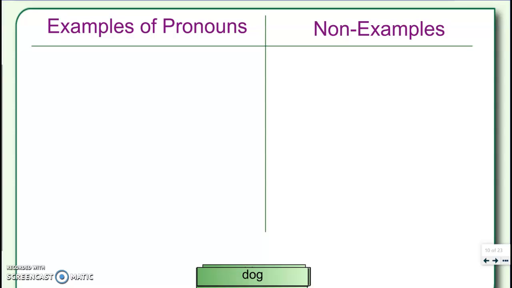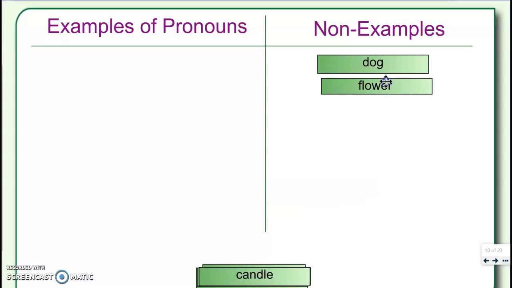The word dog, is it taking the place of a noun? No, dog is a noun, so we're going to put this in our non-examples. Remember, boys and girls, you can pause the video and try to guess which category the word goes in. Flower. Flower is a non-example. It is a noun. Candle is a noun. It's a non-example.